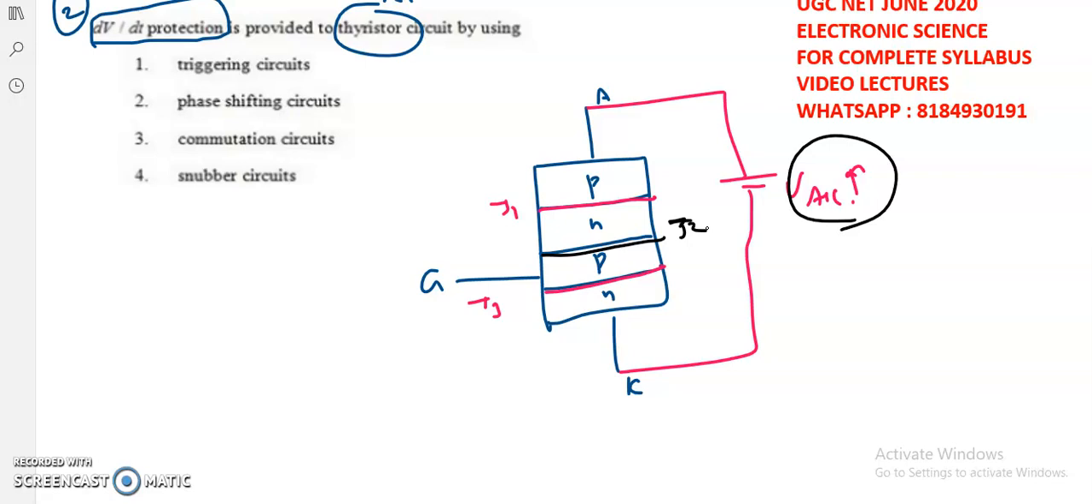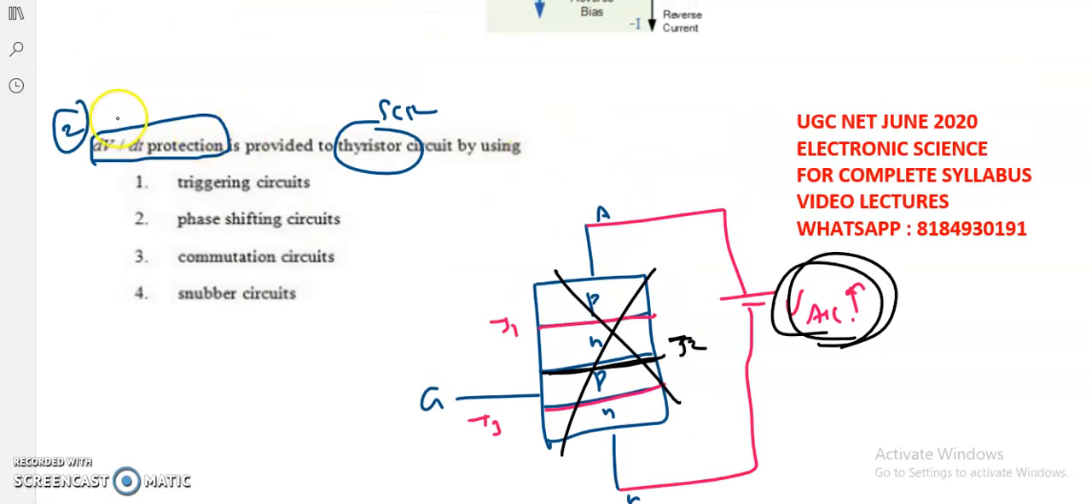In the same case, whenever a huge potential difference is applied between the anode and cathode, the J2 junction goes into the breakdown region, and a huge uncontrollable current flows through the SCR. After a certain amount of time, the SCR will burn out and will not work for further operations. So in order to avoid such operation, we have to provide protection that is called dV/dt protection. V is nothing but voltage. So dV/dt protection is to avoid the burning out or destruction of the silicon controlled rectifier due to the breakdown of the junction J2.